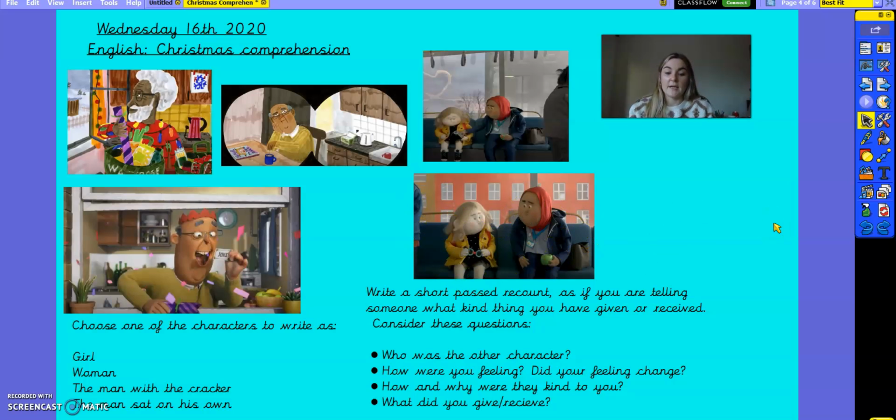So who was the other character? How are you feeling? If you were the person giving the kind act or doing the kind thing, you might have felt sorry for that person and you might have felt some sympathy and wanted to do something kind. If you were on the receiving end, you might have felt very sad up until the point where that person made you happy by doing this thing that they didn't need to do because they were a stranger. For example, the woman on the bus. So how did your feeling change?